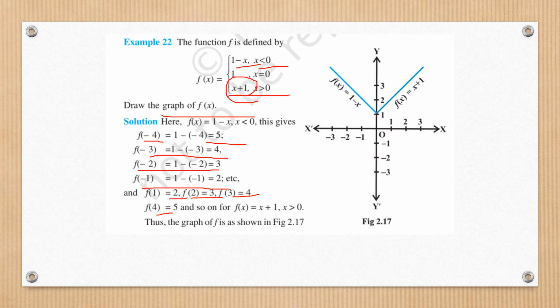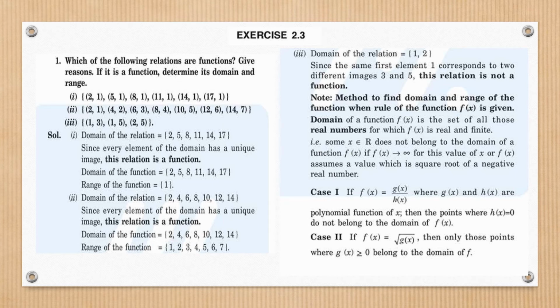And when x is 0, the value is 1. So (0, 1) is here. So you'll get a V-shaped graph. So let us start with exercise 2.3.